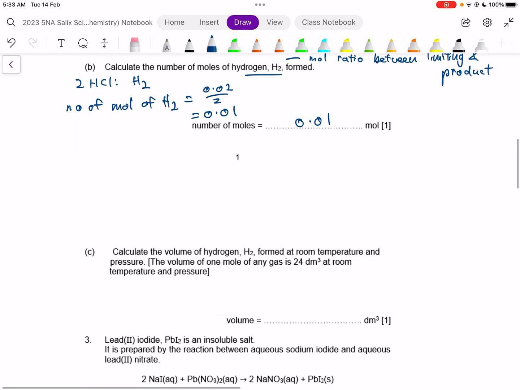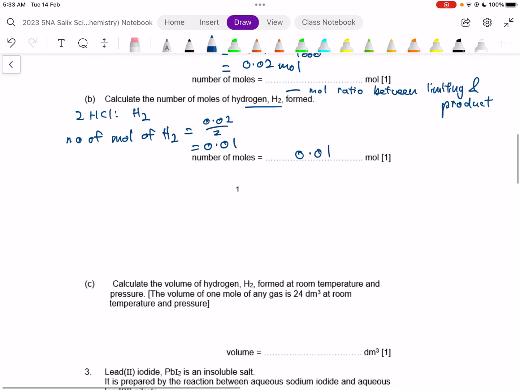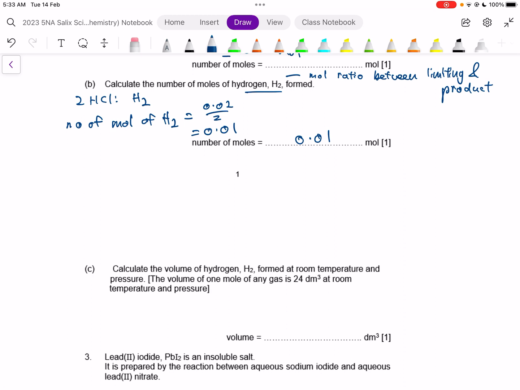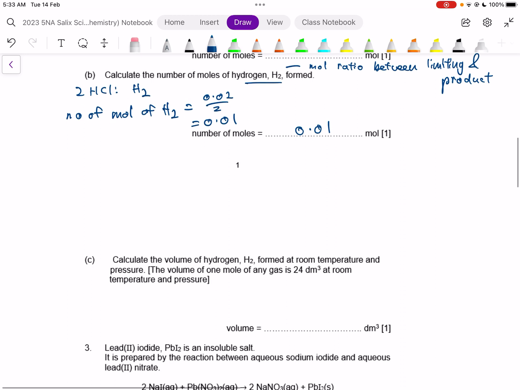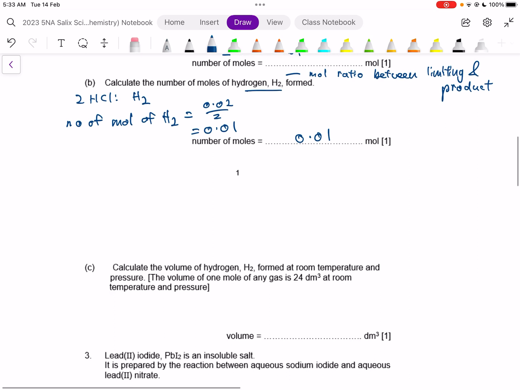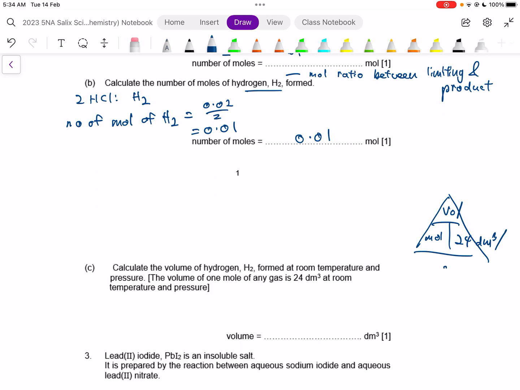Take note of this. Then moving on, I'm going to do part C. You're supposed to find the volume of hydrogen gas. You're told one mole of any gas is 24 dm cube. So very simple, just use the formula on gases: the mole times 24 to get volume of gas. If you want in dm cube, 24 dm cube. Sometimes the question wants centimeter cube, then you do 24,000. So depending on what units the question wants.